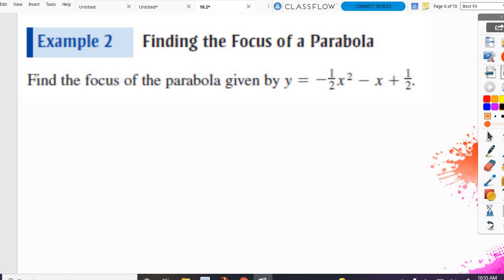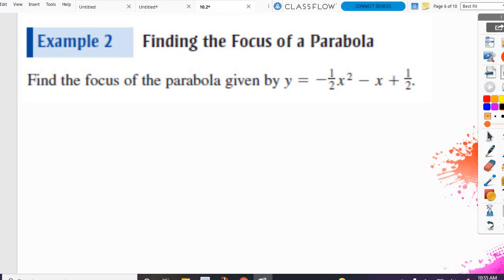Not as hard as you think it's going to be. What are the two things that we need to know in order to be able to find our focus? The p-value, because that's going to be the distance from the vertex. Because in this case, our vertex is not going to be at the origin. So we need to know where our vertex is, and then we need to know what the p-value is, because then we can figure out what our focus is. Does that make sense?